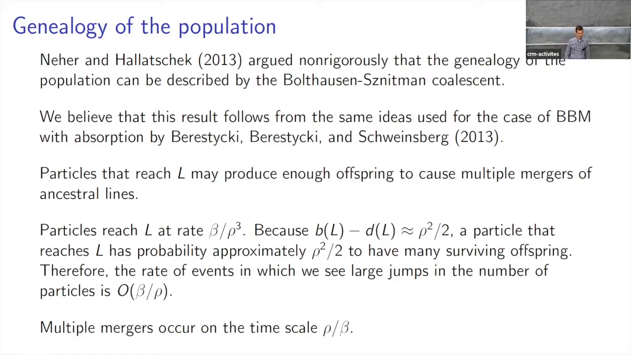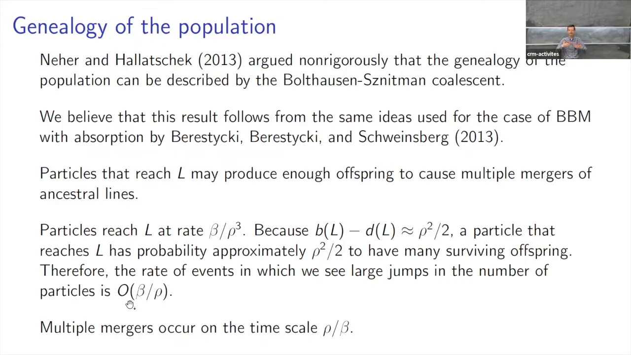And to give just a brief calculation to support this idea, one can calculate that particles reach the level L at the rate beta over rho cubed. Now, because the difference between the birth rate and the death rate for a particle at L is approximately rho squared over 2, we see that a particle that reaches L has probability approximately rho squared over 2 to have many surviving offspring, as opposed to just quickly dying out. And so if we multiply beta over rho cubed by rho squared, we see that the rate of events in which we see a large jump in the number of particles should be of order beta over rho.